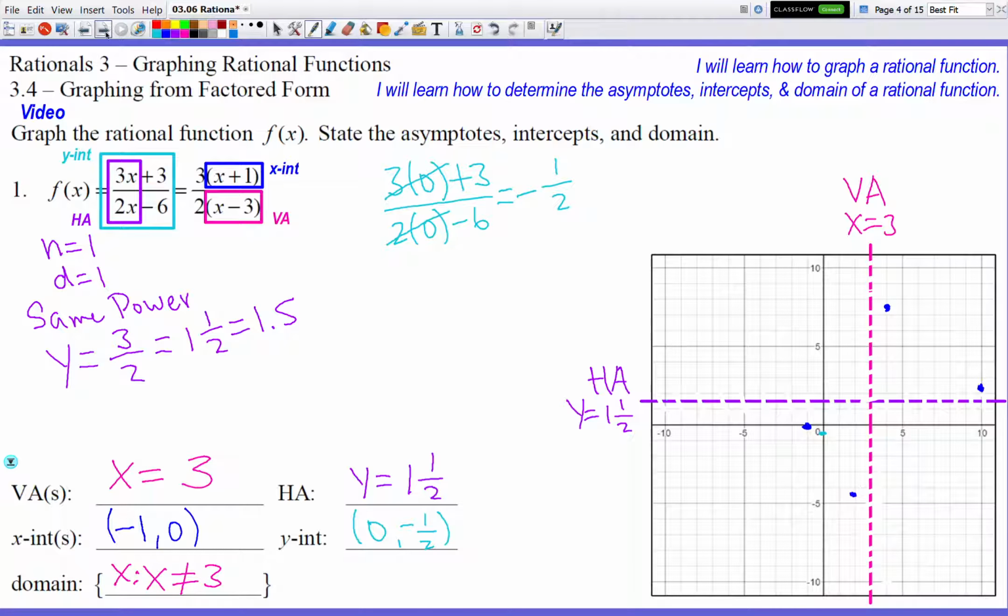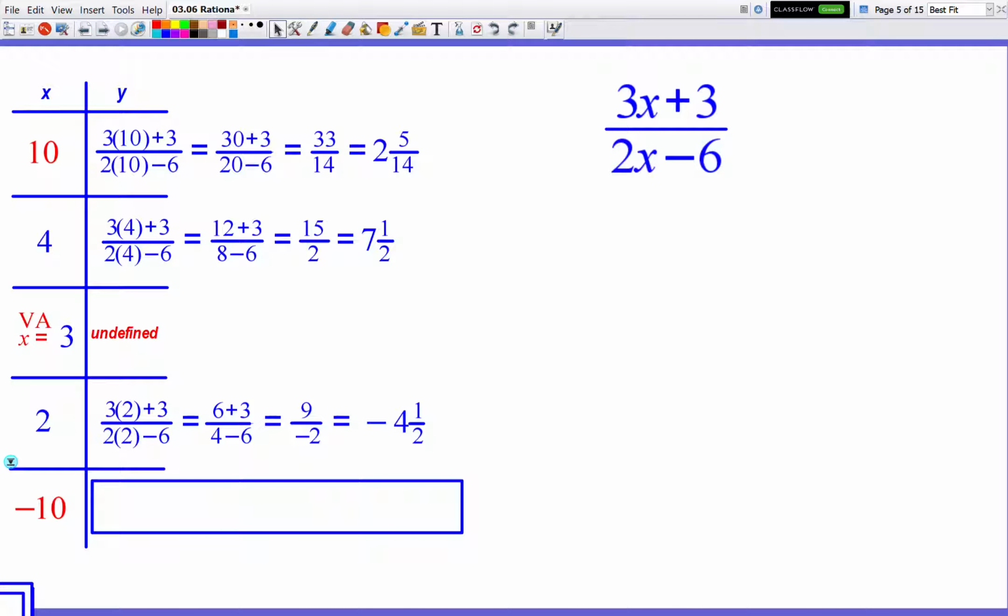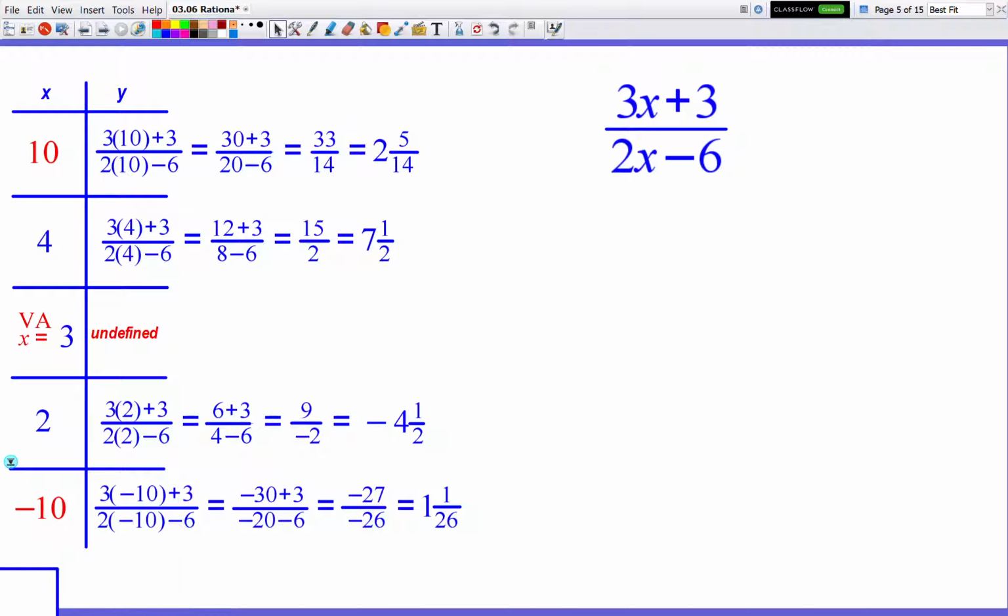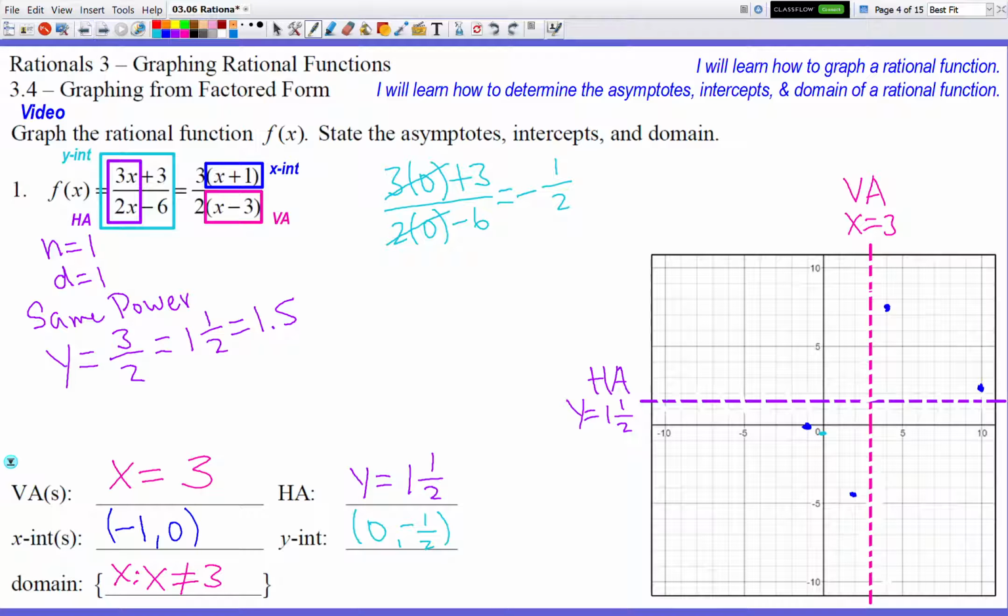Okay, and then the last number we're going to plug in is negative 10. So 3 times negative 10 plus 3, 2 times negative 10 minus 6. And when you crunch all the numbers, we get negative 27 over negative 26, which reduces to 1 and 1/26. So let's plot that value: negative 10 comma 1 and 1/26. This is going to be super close to that horizontal asymptote, so just don't touch it. You can get pretty close to it, but just don't touch it. Okay, so I guess that's kind of decent enough.